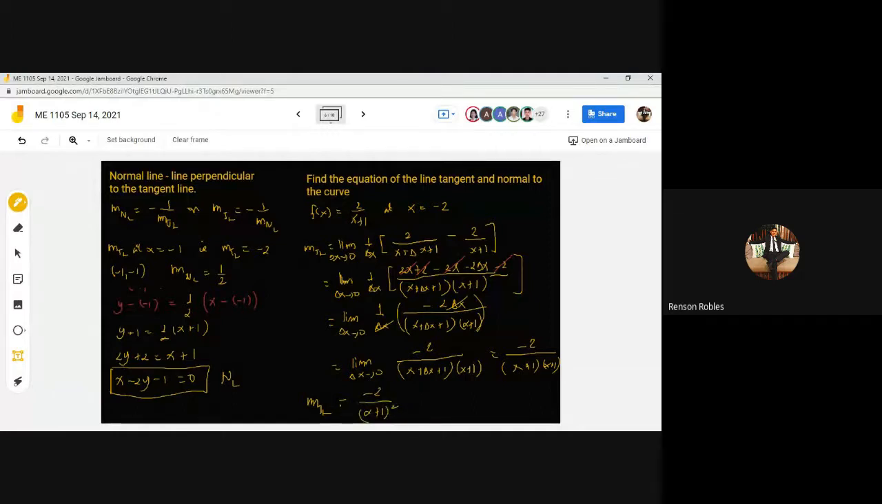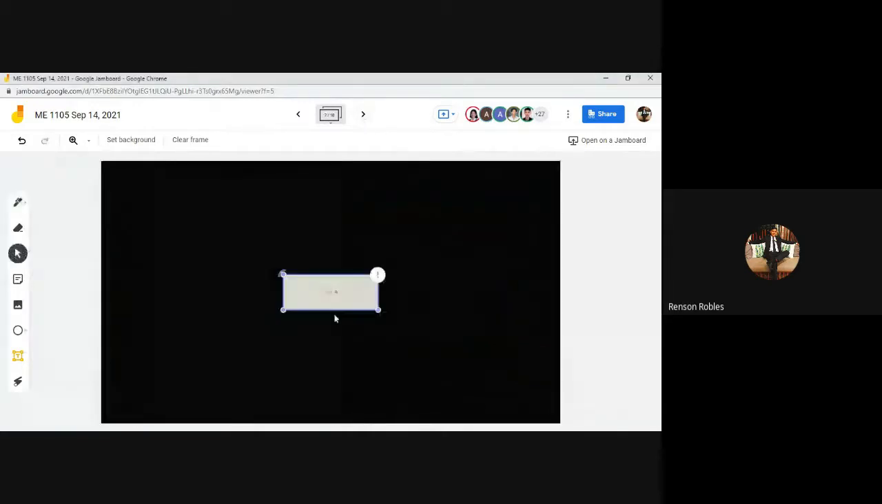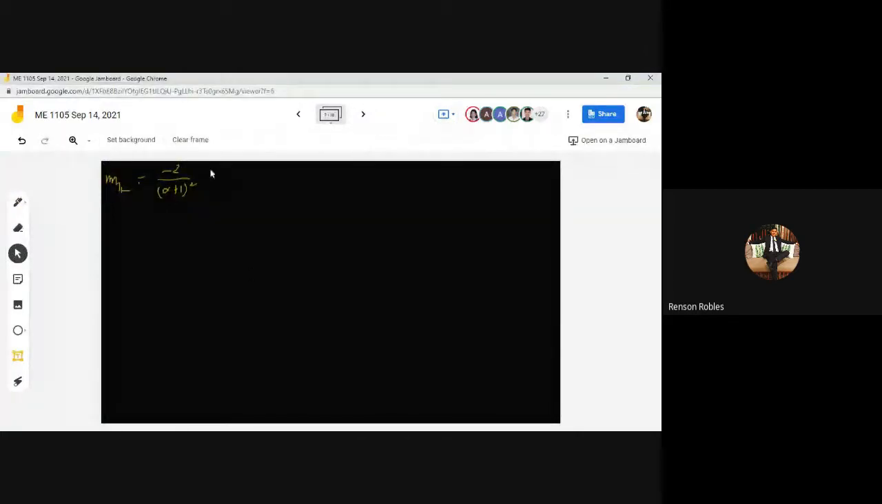Then, the slope of the normal line is equal to what? At x equals negative 2 pala, sorry. All right. Join me in frame number 7. At x equals negative 2. What is the slope?